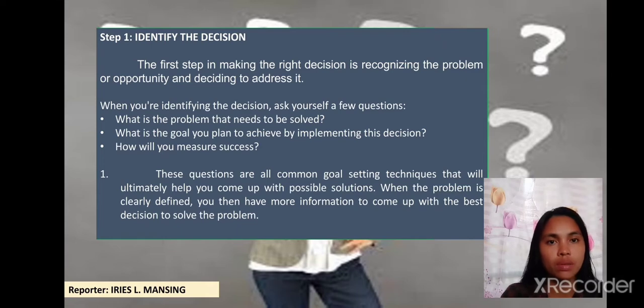So the first step is identify the decision. The first step in making the right decision is recognizing the problem or opportunity and deciding to address it.